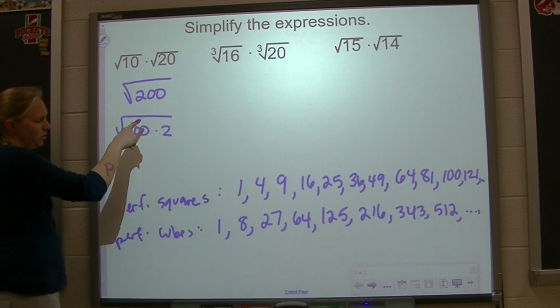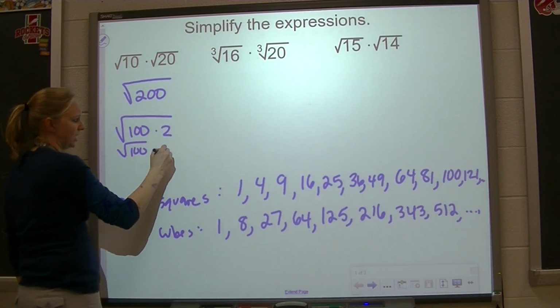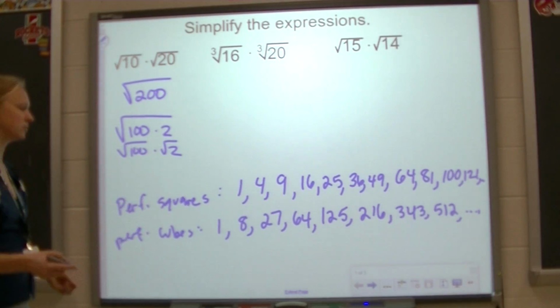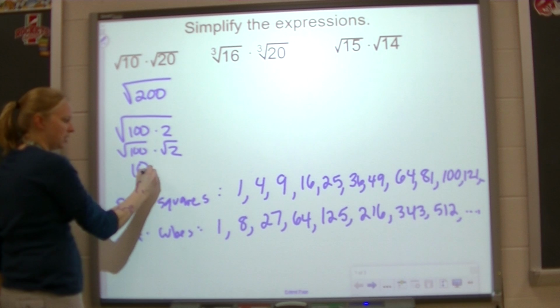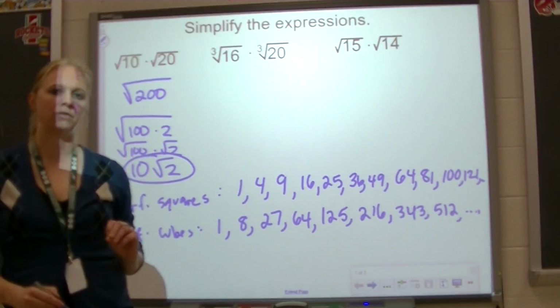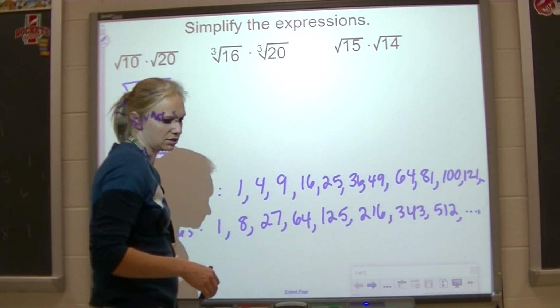Okay, now some of you might say, why do you write it like that? Because if I have the square root of 100 times 2, I can write this as the square root of 100 times the square root of 2. And the square root of 100, we know is a perfect square, and it simplifies down to 10. So this, in radical form, is 10 square root of 2. That's how that simplifies.